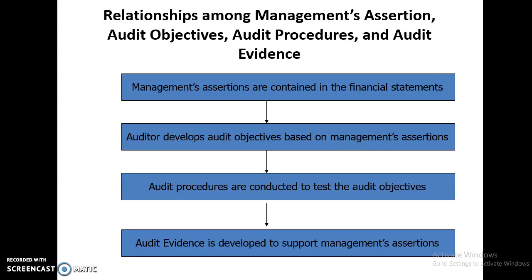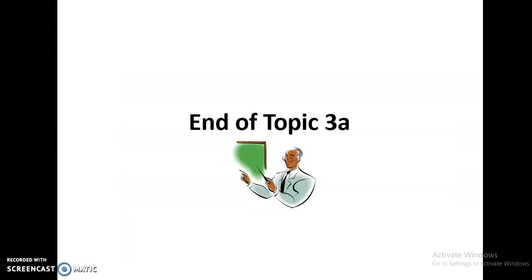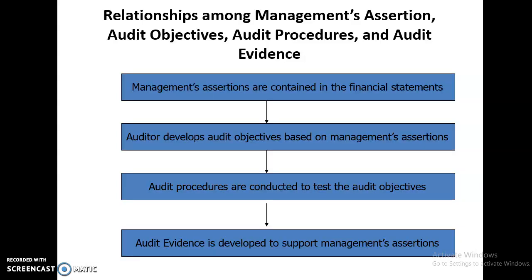So these are the relationships. You can look at management assertions, and then we start to develop all the objectives based on the management assertions, then all the procedures, and only then can we develop all the evidence to support the management assertions. You don't have to worry about this flow, because we will discuss each of the items mentioned in this slide in the following topics.